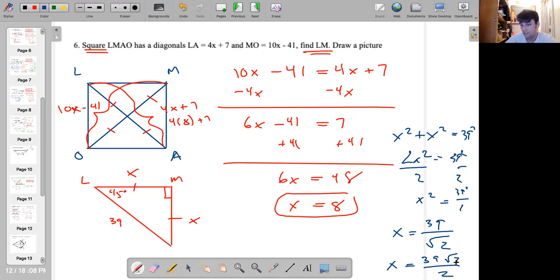I could get a decimal for this. That might even be more appropriate, but I'm just going to leave it like that. You can do the decimal calculation if you want to check your work on it.